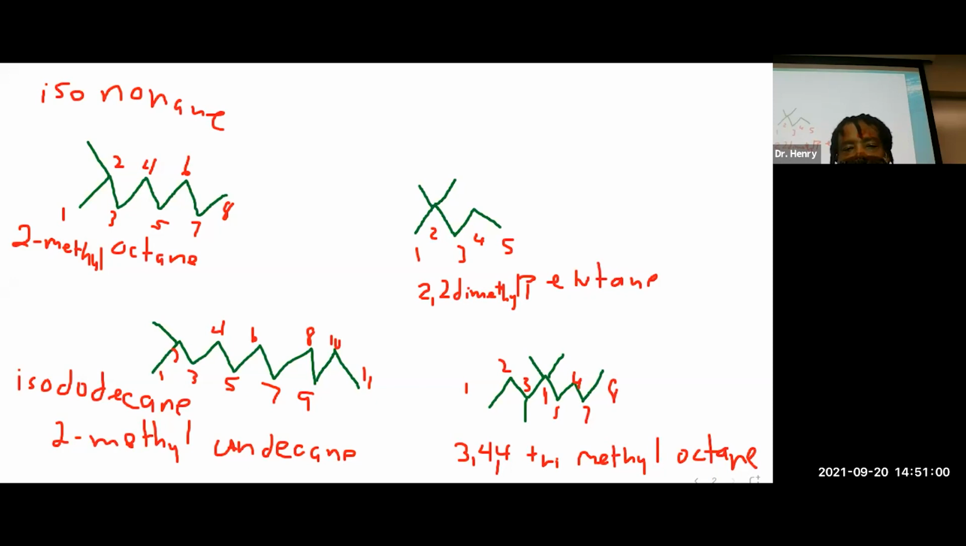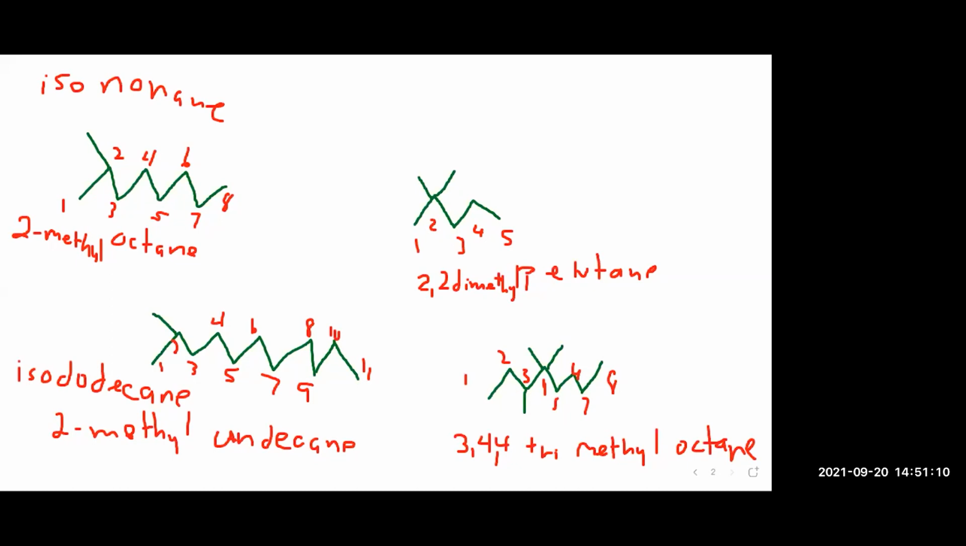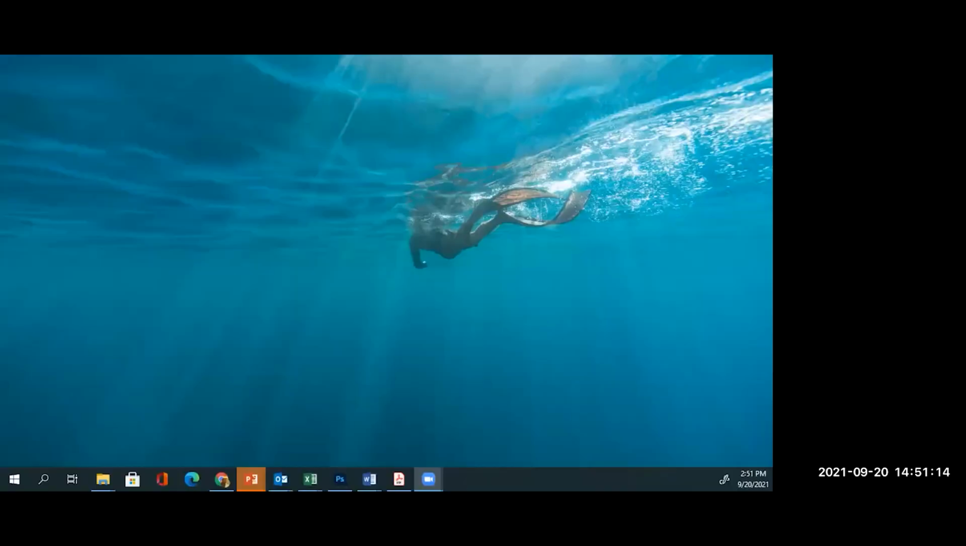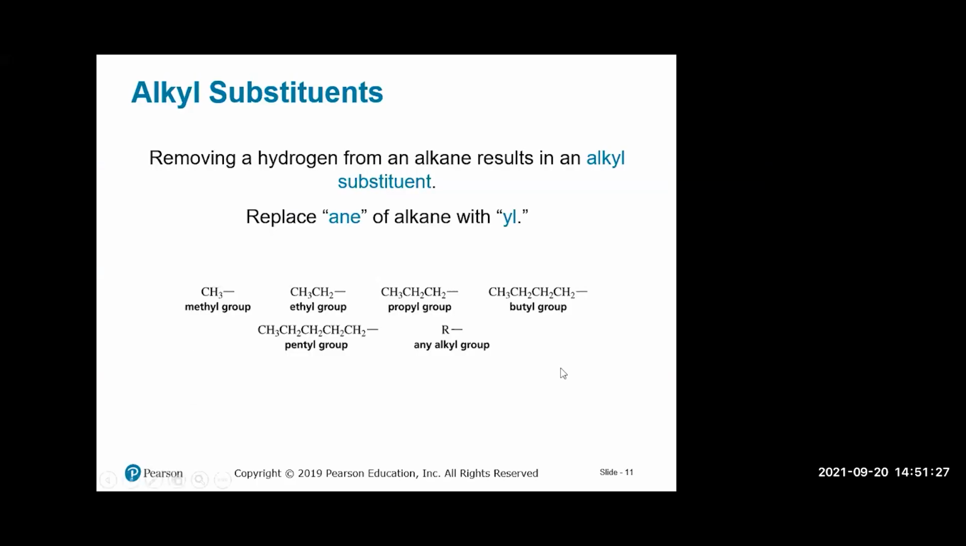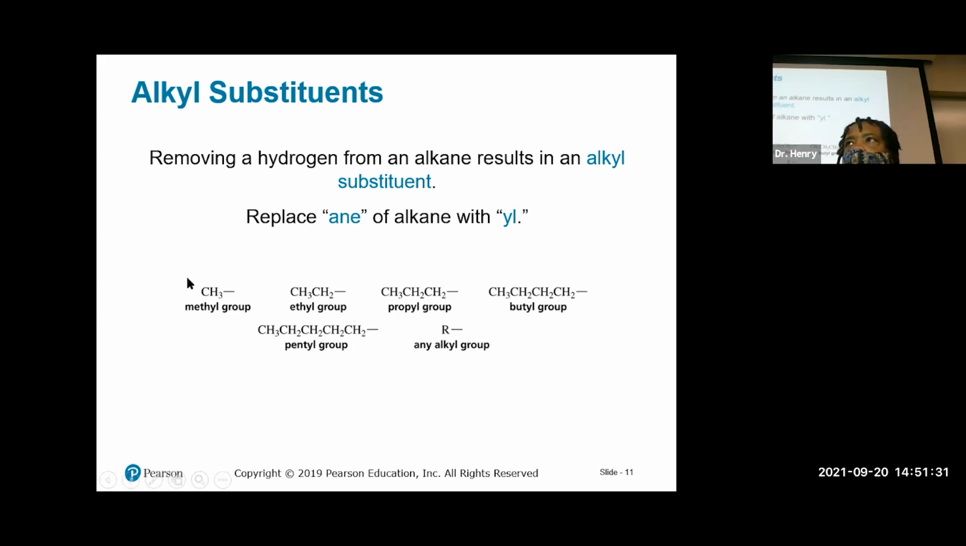Okay, we're gonna add some more stuff to it. So you ready for the next part? Okay, so as I said earlier, we could have our methyl group, ethyl group, propyl group, butyl group, pentyl group, hexyl group. Those are just side chains hanging off the main carbon chain. Again, you want to find the longest carbon chain first, and then you start worrying about the side chains.